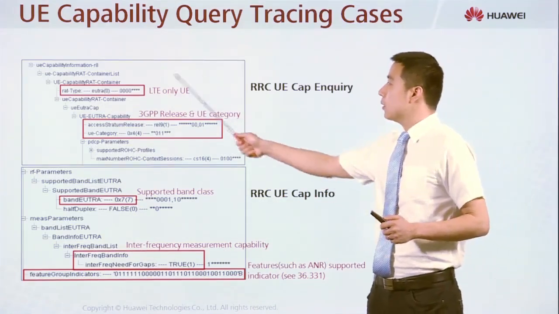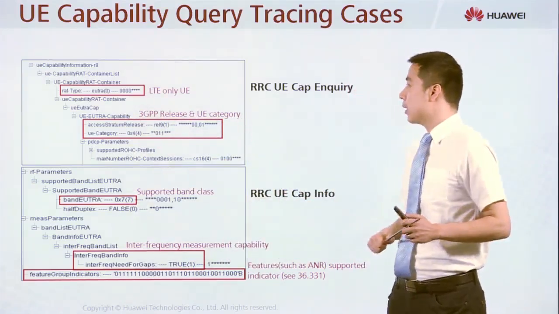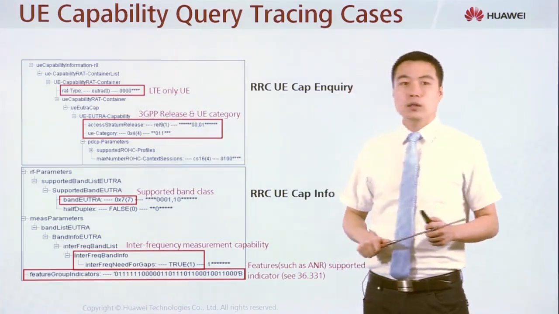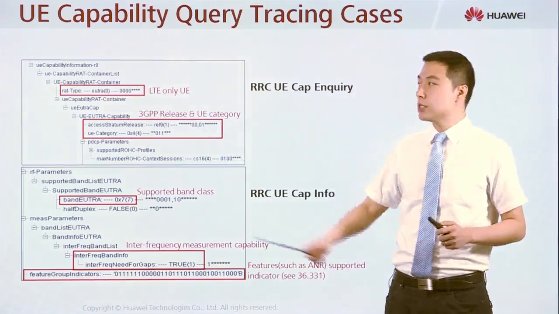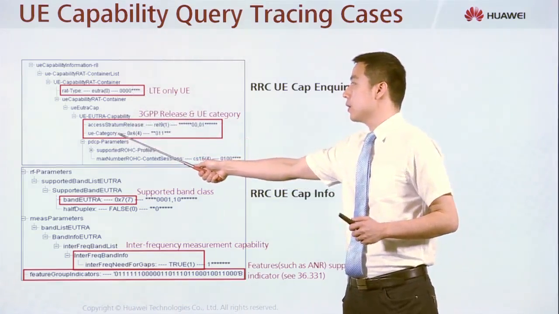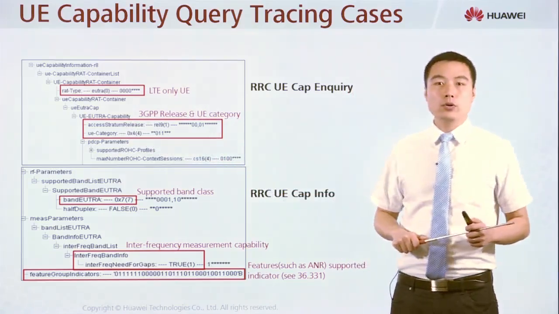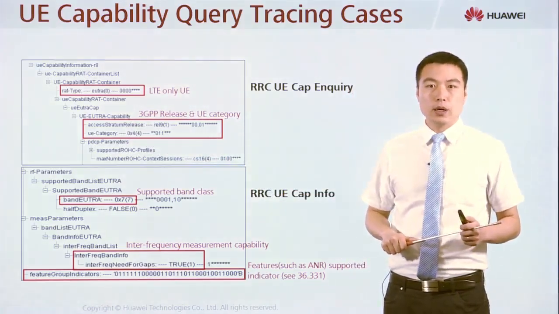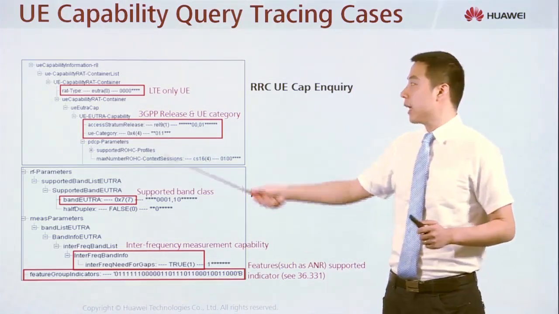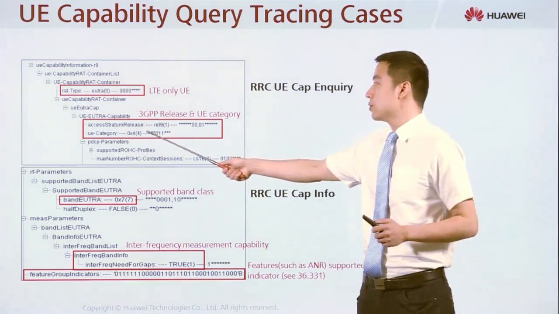Here, this is the key information for the UE capability query. We can see this is the RAT type supported by the UE. This is one of the capabilities of the UE. And also, we can see the UE category. In this example, the UE category equals 4. For LTE 3GPP Release 8, we defined 5 different UE categories. The higher the category number, the higher the UE capabilities. Here, in this example, it is 4.